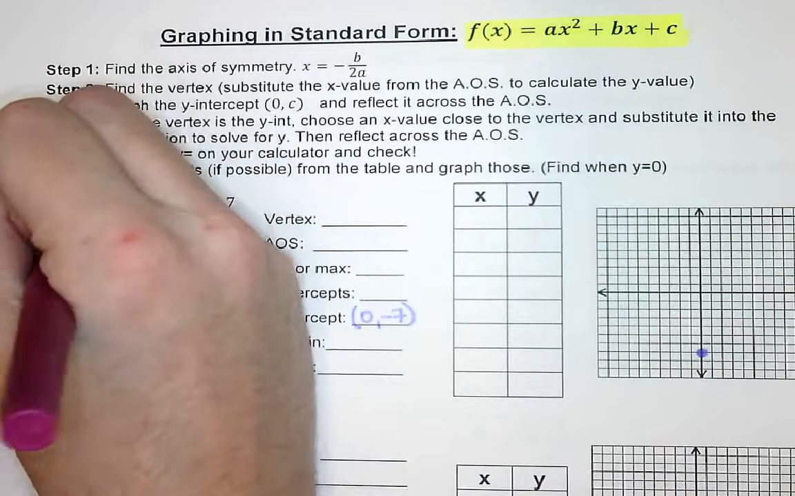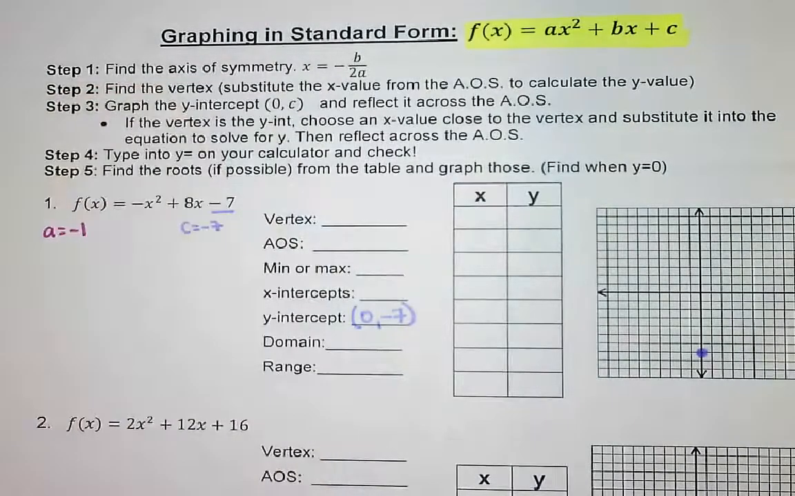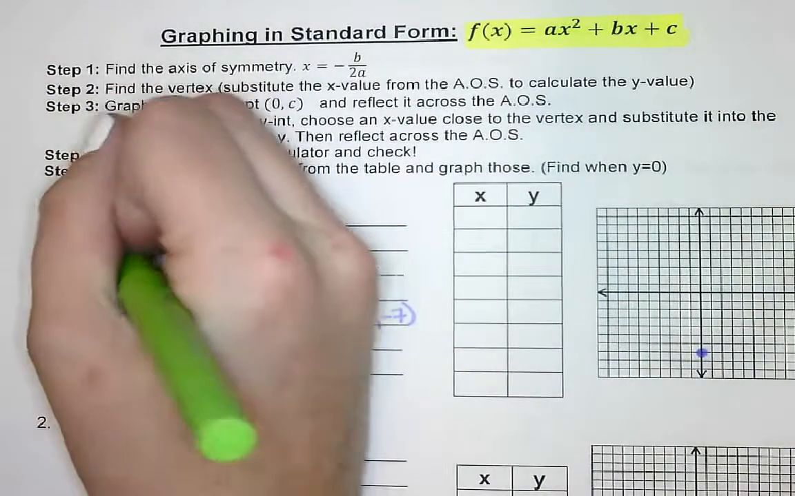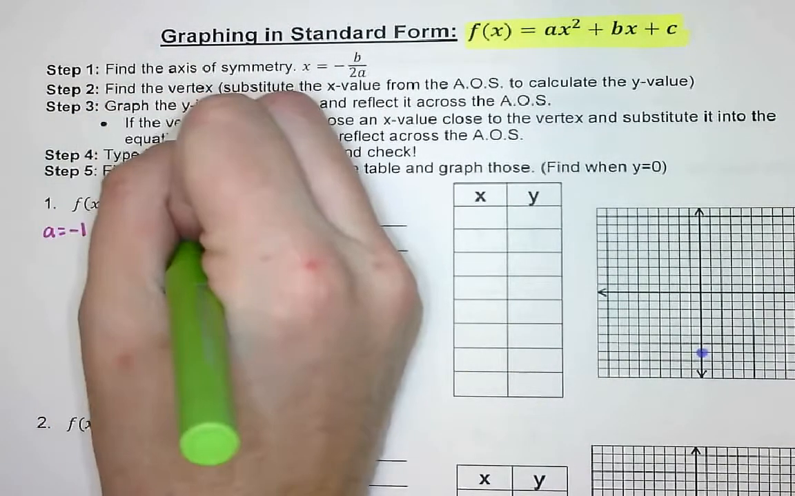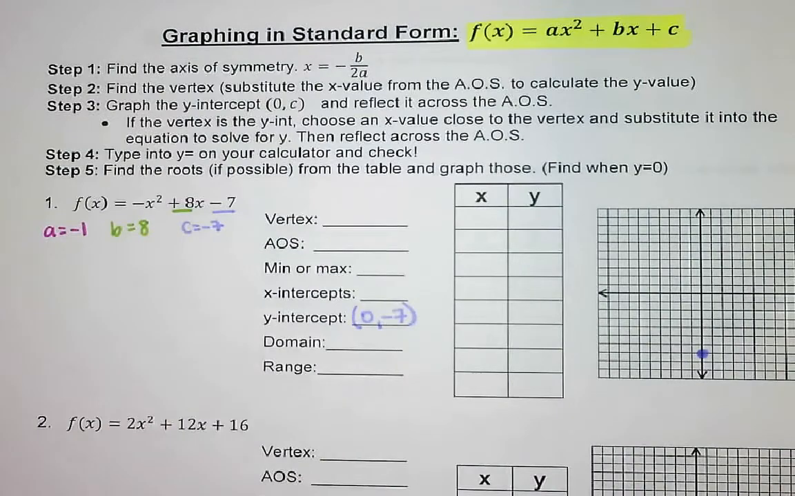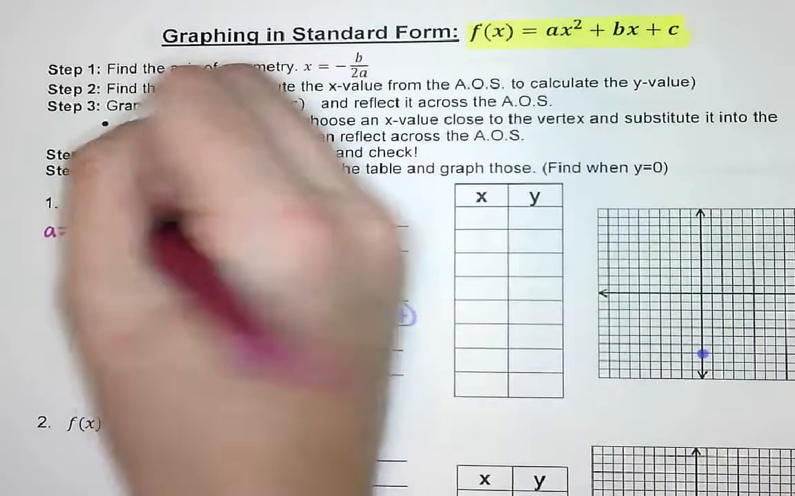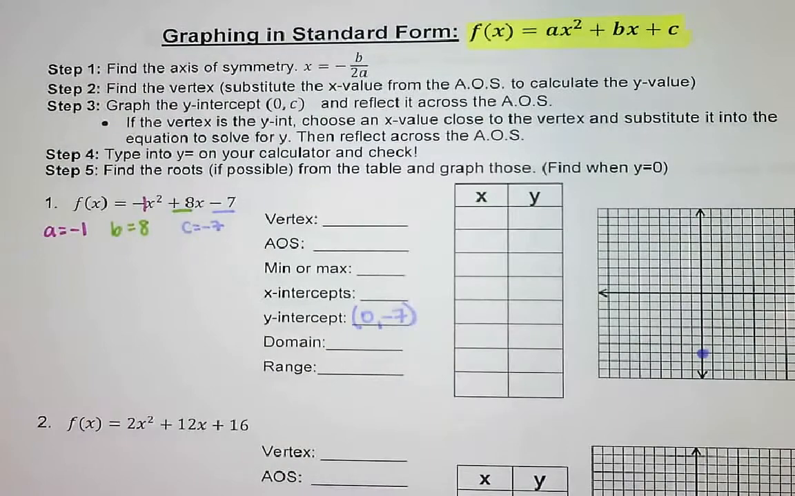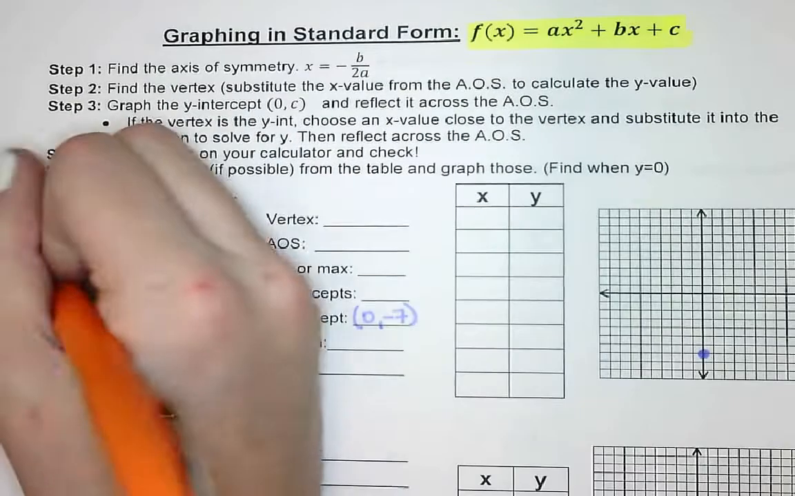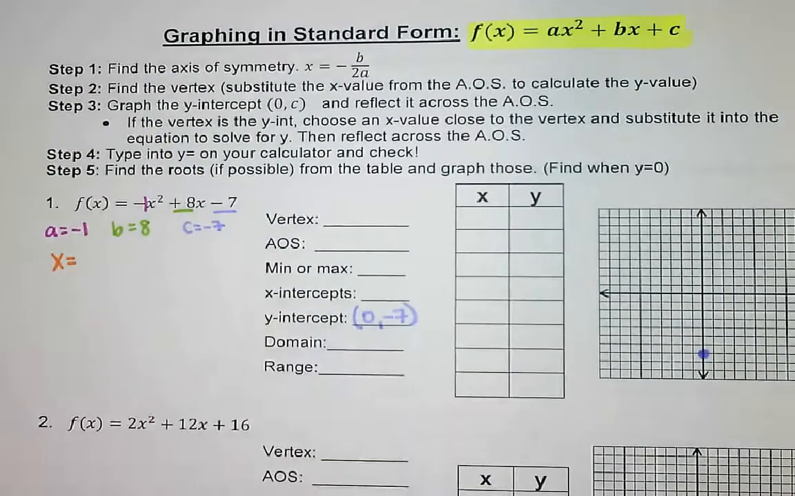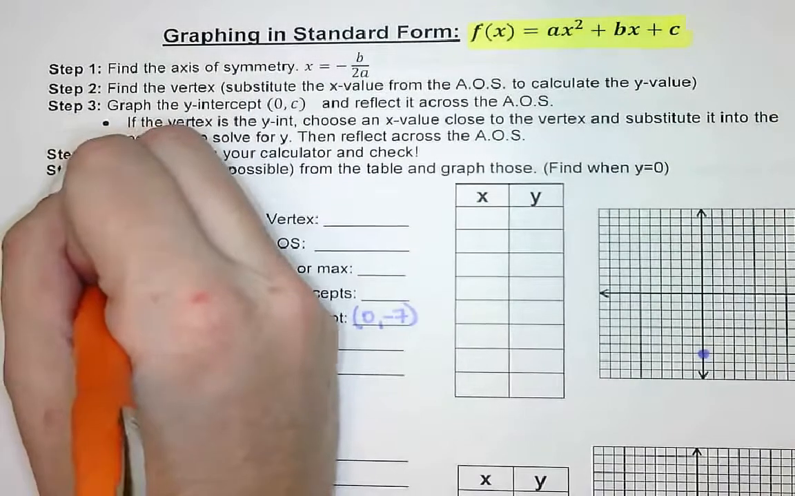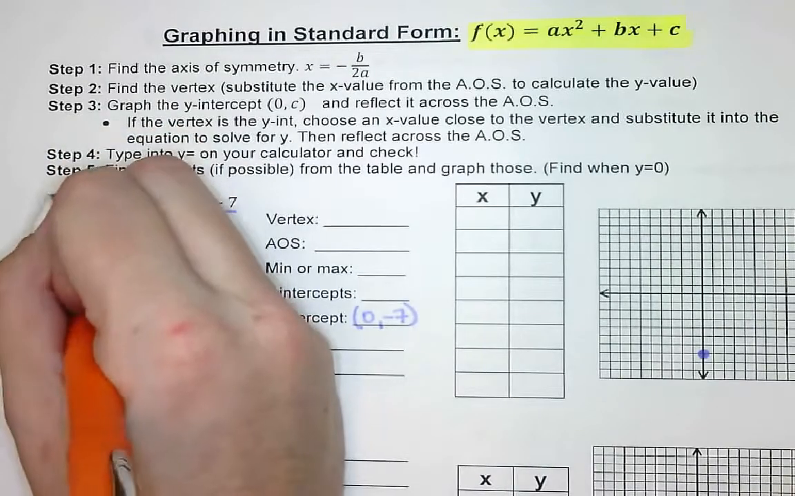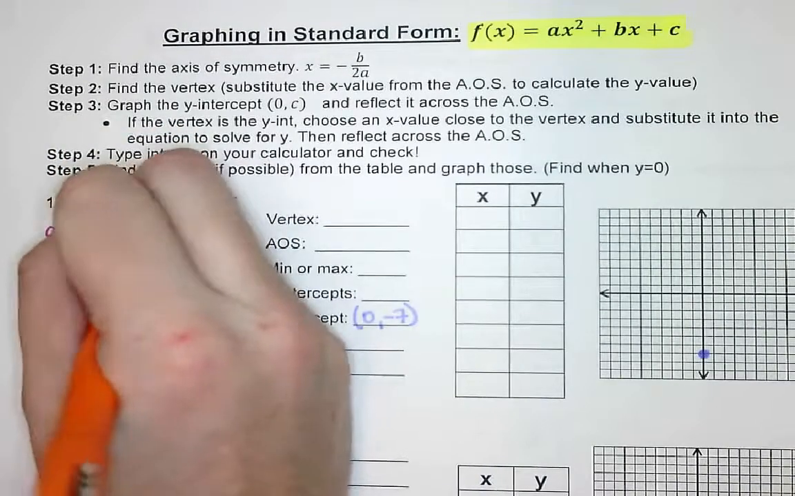Now, the second thing that we can graph. So now I'm going to identify here. A is -1. B is +8. And C is that -7. So guys, the next thing that I would do is I would find your axis of symmetry. Now, how do we find our axis of symmetry? We do x equals -b over 2 times a.